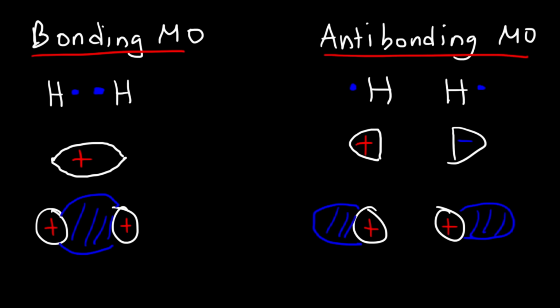So keep in mind, for the bonding molecular orbital, the net force is inward. It's basically an attractive force. It brings the hydrogen molecules together, favoring bond formation. For antibonding, the net force is repulsive. It repels the hydrogen molecules away from each other, favoring antibonding, or the opposite of bonding.